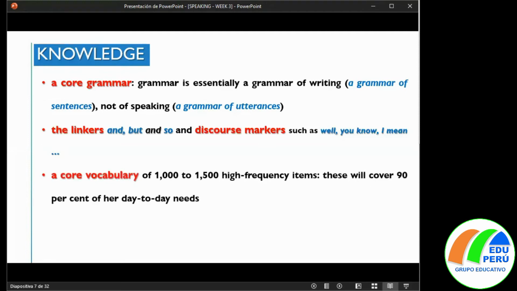Then we need to have a core vocabulary. Here notice the quantity, 1000 to 1500 high frequency items. Yeah? So words that we usually use when we talk in different contexts. That's why here it says, if you know this, it will cover 90% of your day-to-day needs. All right?